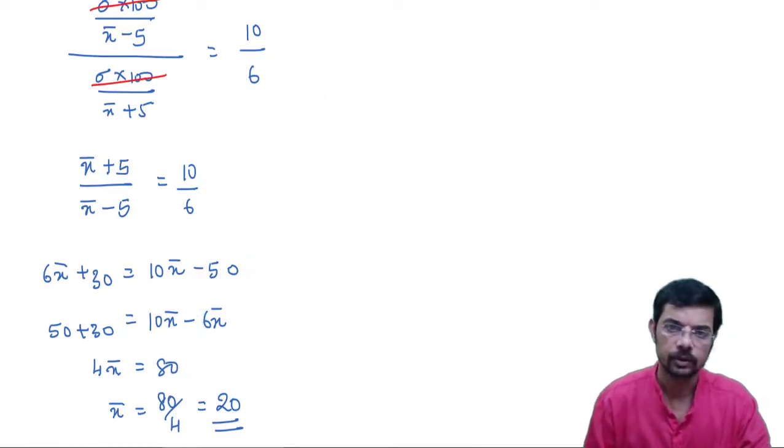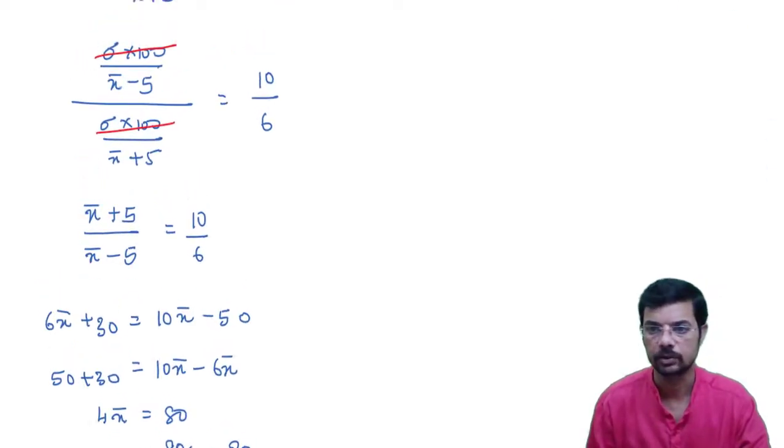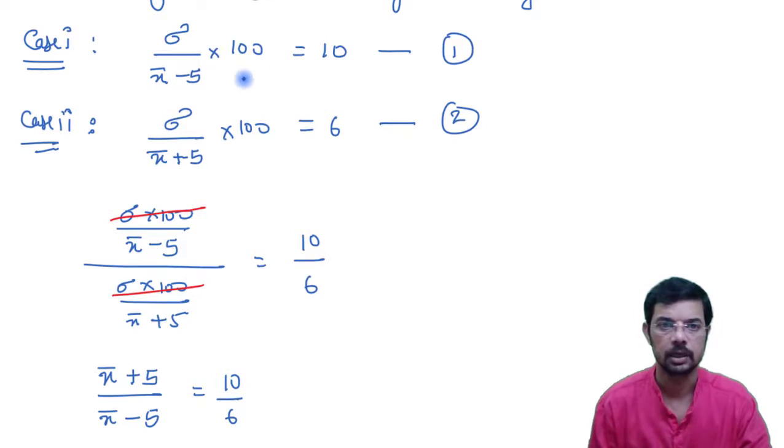Now for the standard deviation, we can find it using any one of the equations. We shall take the first equation as sigma by 100.